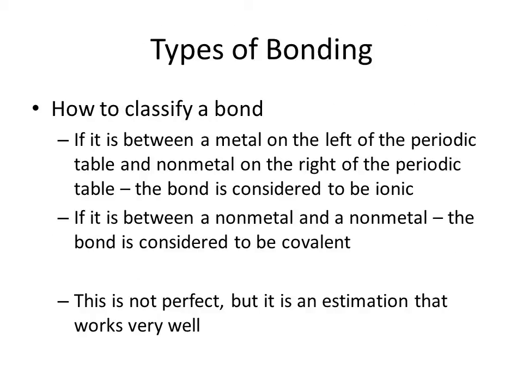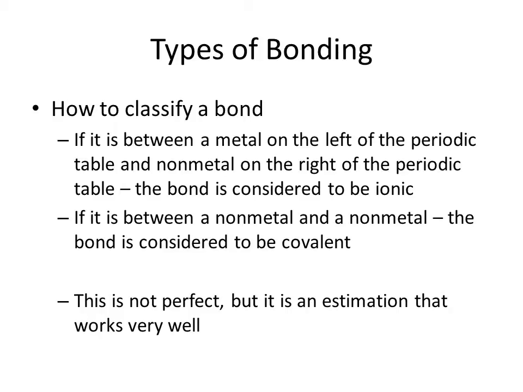To classify a bond, what we usually do is look at the atoms that are in the bond and classify them as metals or nonmetals. If the bond is between a metal and a nonmetal and they're far apart on the periodic table, we consider the bond to be ionic. If the two atoms are close together on the periodic table and it's a nonmetal with a nonmetal, for instance, carbon with oxygen or even carbon with hydrogen, we consider that to be a covalent bond.